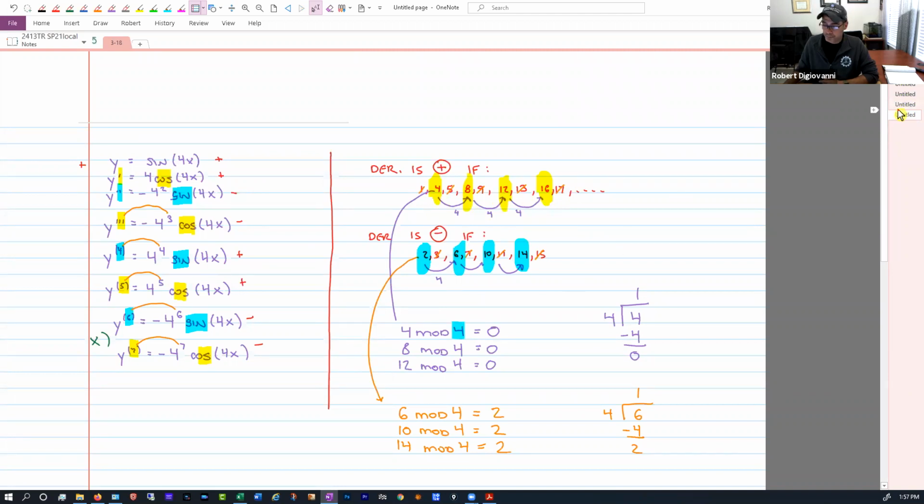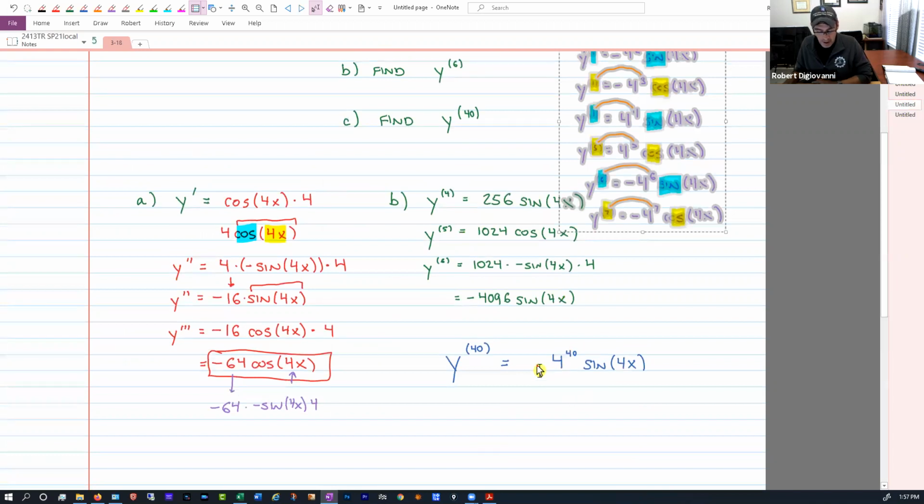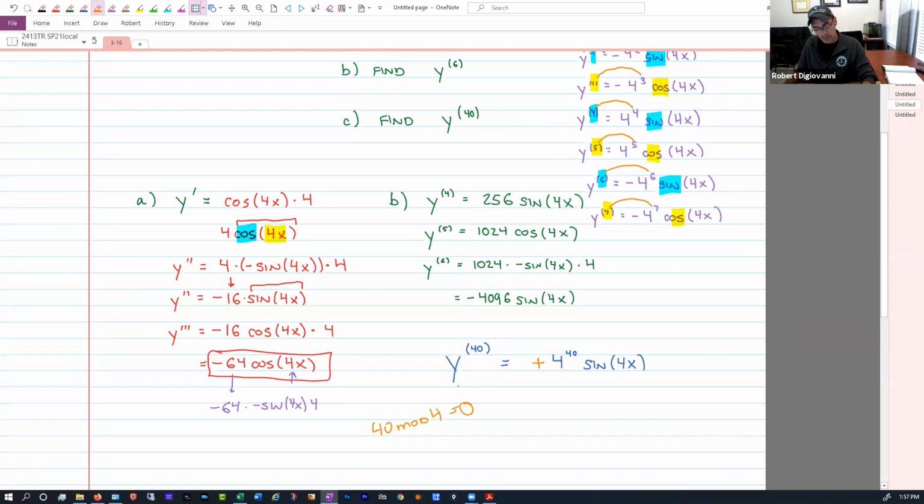Okay. So to come back to our final answer, we were trying to figure out, was this plus or minus right in front? We know it's a plus. And we know it's plus because we know that 40 mod 4 is 0.